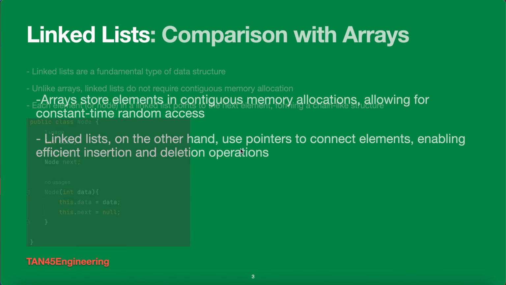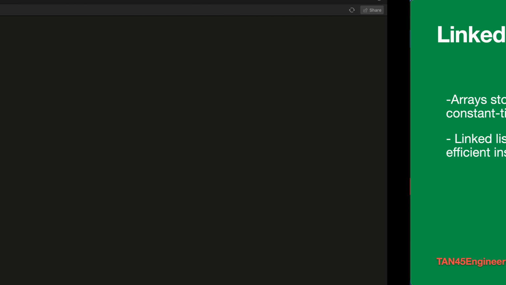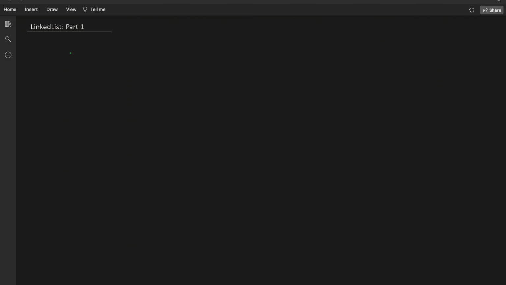Let's move forward. So linked lists use pointers to connect elements, enabling efficient insertion and deletion operations. Let's look at the insertion and deletion operations on linked lists and arrays. So we have 1, 3, 5, 7, and we want to insert the value 4 in the middle of this. Now, how will it happen for arrays? First, let's discuss arrays.